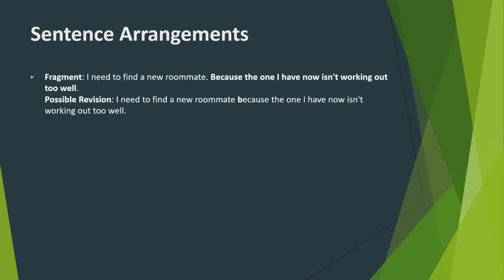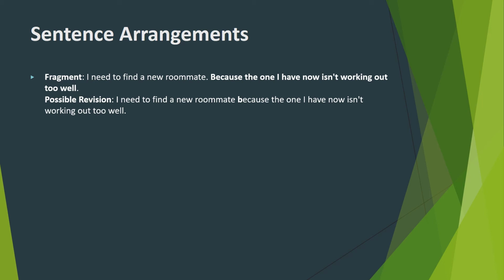So the first fragment, as you can see, if you even read it out to yourself, don't just listen to me talking, read it out for yourself and really start to identify how it doesn't sound correct. The first fragment: I need to find a new roommate because the one I have now isn't working out too well. I need to find a new roommate. And then if you think about it, you should be continuing that entire sentence. Don't just stop it there. The possible revision: I need to find a new roommate because the one I have now isn't working out too well.